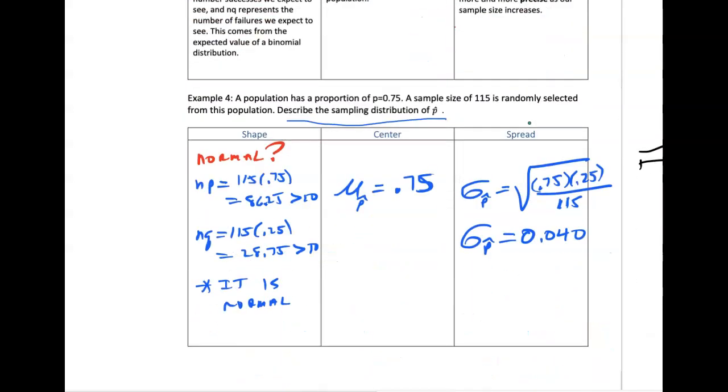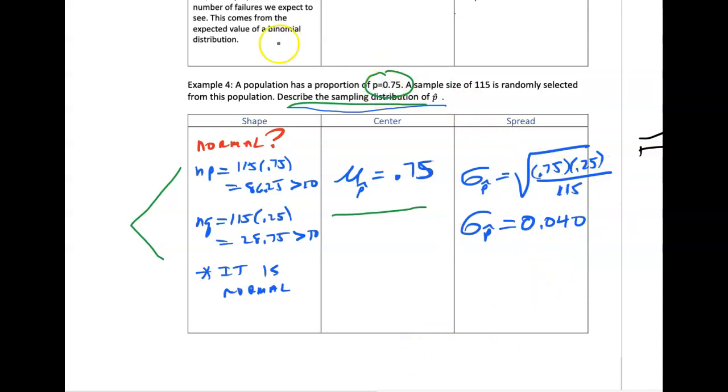So looking at this example, how will we describe the sampling distribution of p hat if we know p is 0.75 and you have a sample size of 115? What would the sampling distribution look like? Well, we check to see that it is normal, and then do the calculation. The center of the distribution is going to be whatever p is, 0.75, and the spread is 0.041.